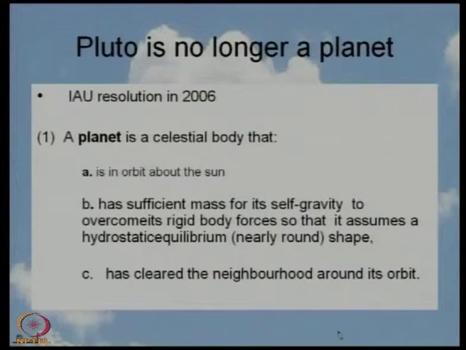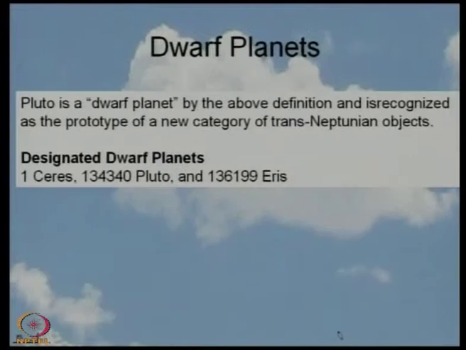Now, we also discussed what happened to Pluto, why it is no longer considered a planet, but is now considered a dwarf planet. And I told you that there are other dwarf planets also besides Pluto, about 2 more dwarf planets. These are Ceres and Eris, and we shall come back to these dwarf planets again in today's class.